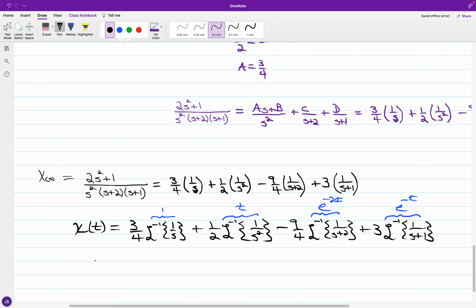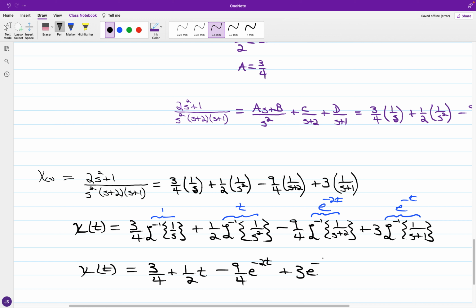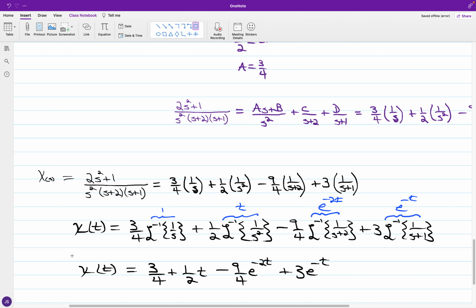Okay, so for the end results here, we'll have x of t is equal to 3/4 plus t over 2, or 1/2 of t. We have -9/4 of e to the -2t, and we have plus 3 times e raised to the -t, and that will be the final result in this equation.